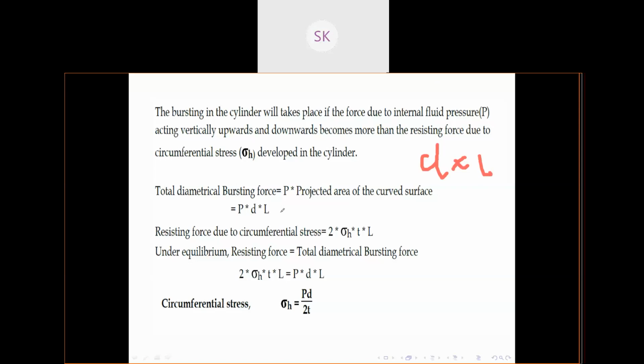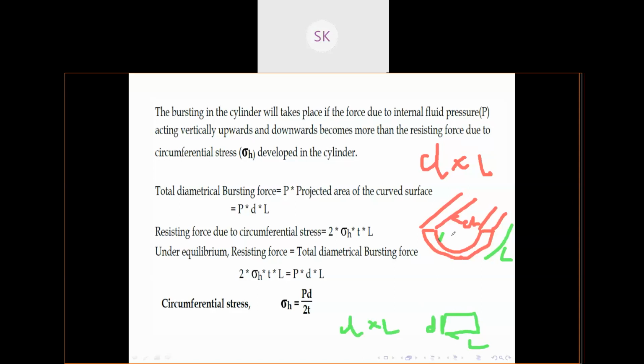Understood? Suppose I am taking the lower part. Assume this curved surface area, this is the diameter, and this is the length. So assume this curved surface area as a rectangle. You will have a length L and diameter D. So area will be D into L. And we have pressure over this area, which is P.